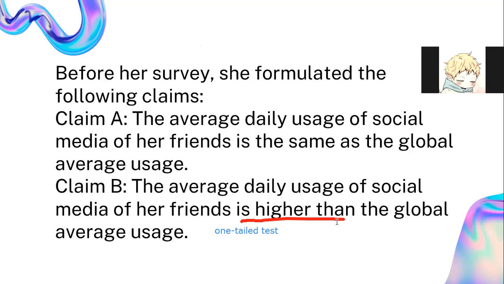Pag naman siya ay the average daily usage of social media per friends is less than the global average usage, still it's a one-tailed test. So whether you use higher than or greater than or less than or lower than, it's a one-tailed test. Pero pag ang ginamit ay not equal to, then it's a two-tailed test na. Okay? Next term to remember.